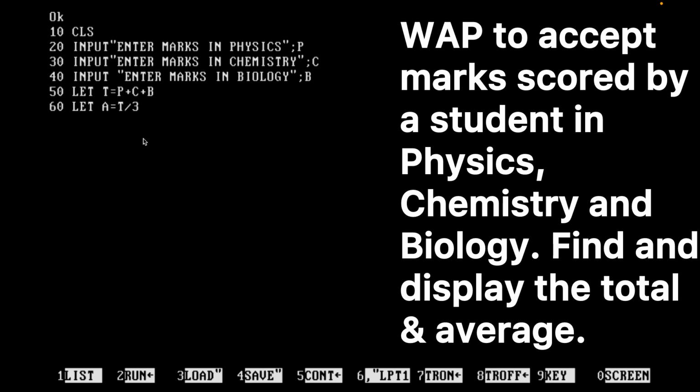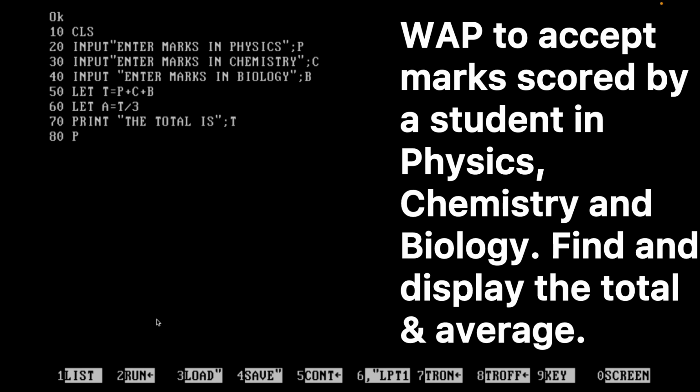Now the question says calculate and display. So to display, what do we use? We have to give print command so that the result will be displayed on the screen. Print, let's open inverted comma, whatever message we have to give, the total is, close inverted comma, give semicolon. We can write here, what is the variable? T. So we will write here T. Now line number 80, we have to print the average.